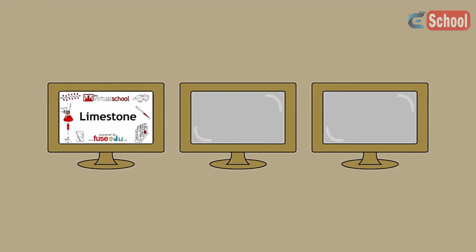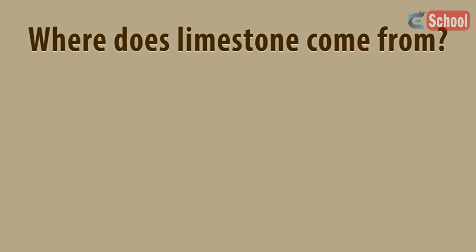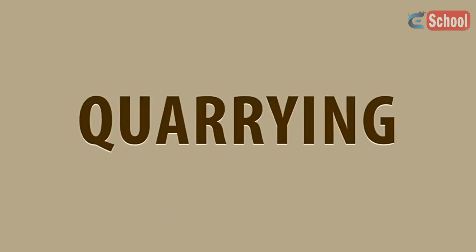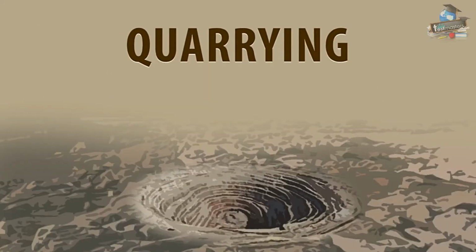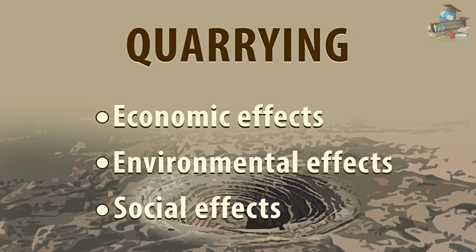We have learned about limestone, the limestone cycle, and its real-life applications. We now know that it is an incredibly useful material. But where exactly does limestone come from? How do we get limestone? In this lesson, we will learn about quarrying, which is the mining process for limestone. We will also learn about the economic, environmental, and social effects of quarrying.